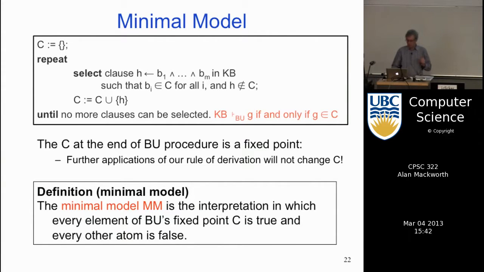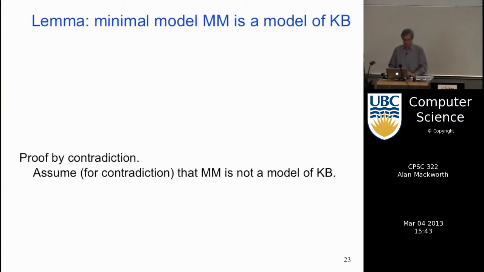So, we start with C empty in the derivation. We ka-chunk add in all the atoms that are just true because they're just in the theory as rules with no body. And then we add all the other ones that get added, ka-chunk, ka-chunk, ka-chunk, ka-chunk. Stop, it's finished. There are no more that are forced to be true. Let all those atoms be true, every other atom be false. Let's call that a minimal model. But first, we have to make sure that it is a model. We can't get away with just calling it a minimal model and assuming it's a model.